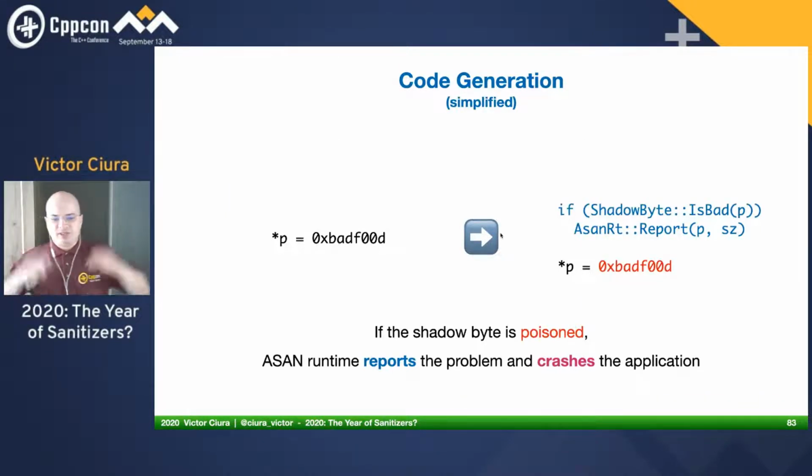A very simplified bird's eye view of the code generation behind it. Let's say you have a store at a pointer location, and you have code inserted by the runtime that checks if that location in the shadow byte is good or bad. And if it's bad, it reports the error and makes the application crash. So it stops it from actually storing the value at the bad location. So if the shadow byte is poisoned, you don't have the store happening, to prevent maybe a potential exploit there.